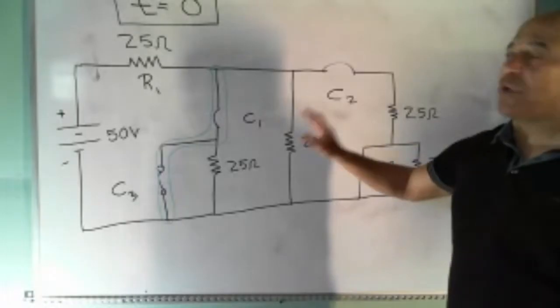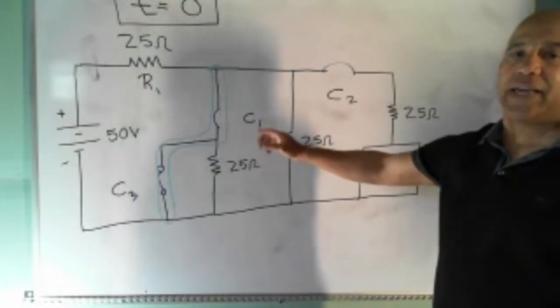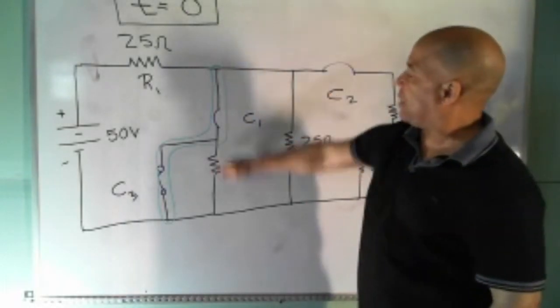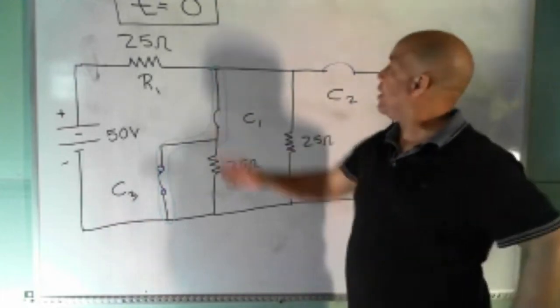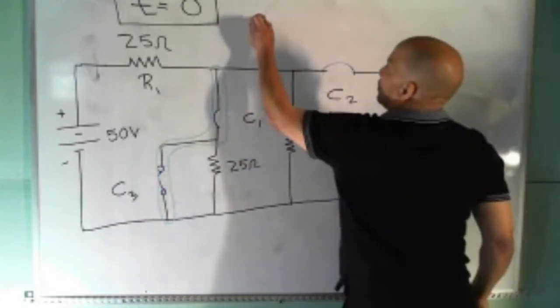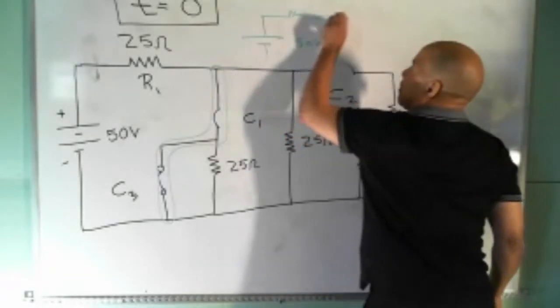And this is how you get into trouble on the exam. If you don't see that, you'll make it harder than what it is. The fact that this short is in parallel with everything, the only thing it's not in parallel with is R1. This circuit is equivalent to this. I have a battery that's 50 volts, and I got R1 that's 25 ohms.